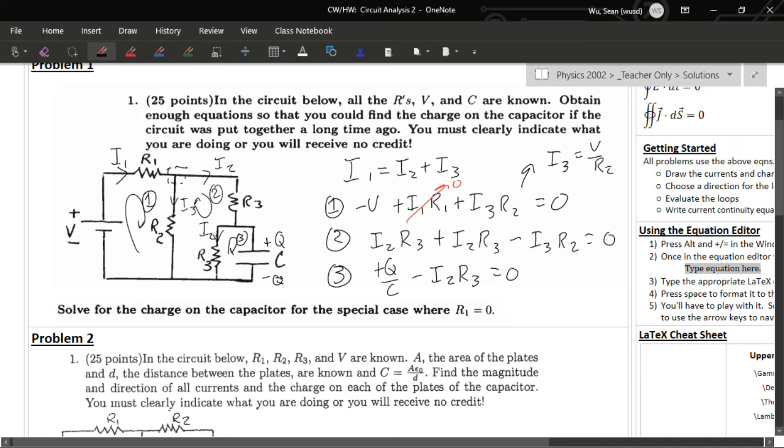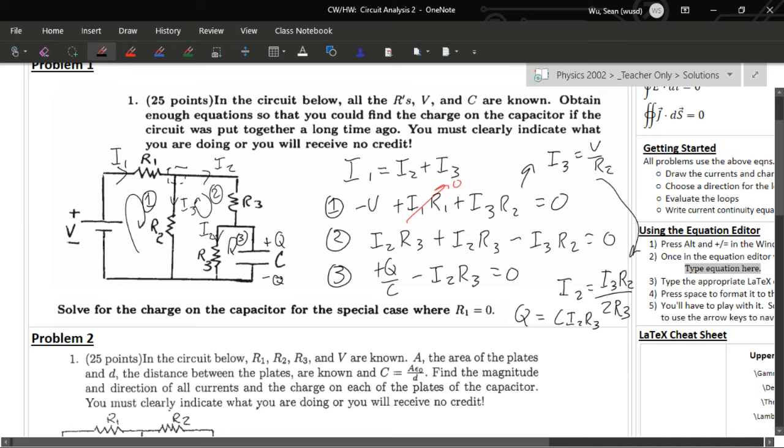And we can take that and evaluate this equation here. So I2 is going to be equal to I3 R2 divided by 2 R3. We can plug that in there. And then once we have that I2 in the last equation, we can say that Q is going to be equal to C I2 R3. Okay, and then that's the whole thing.